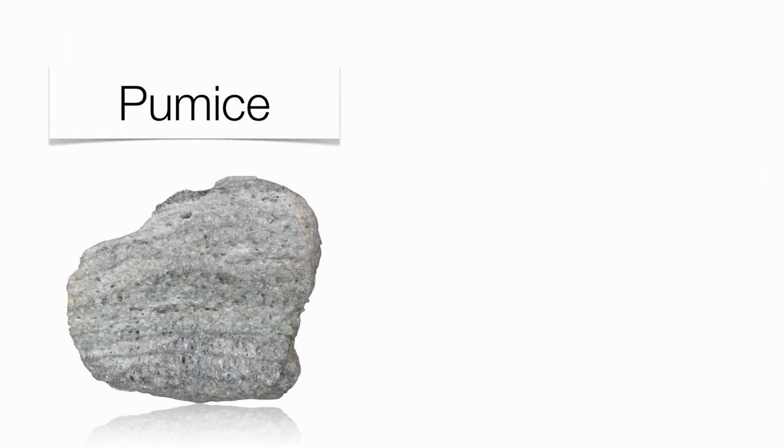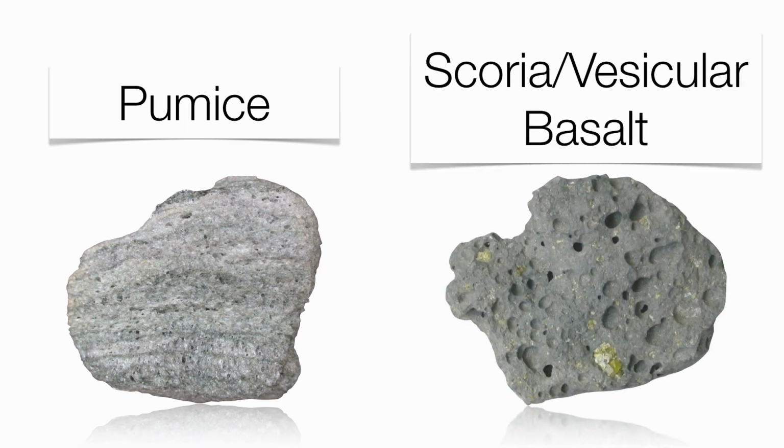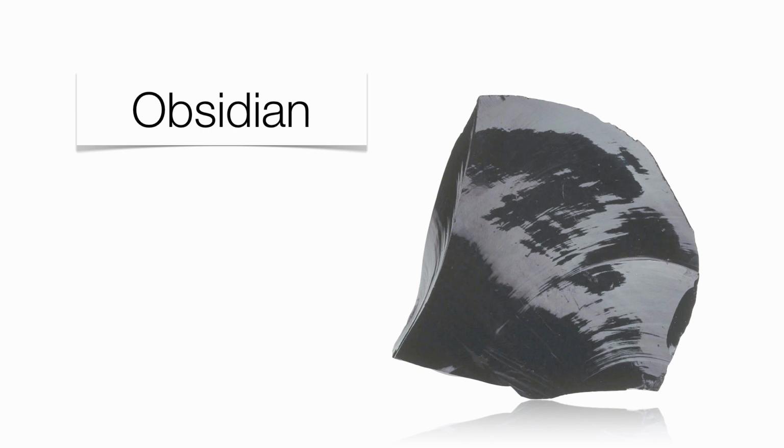From there, we'll move into our vesicular rocks. Pumice is light in color, and it's going to be felsic. Scoria or vesicular basalt is darker in color and a little bit more mafic. We also have a rock called obsidian. Obsidian is actually dark in color to the look, but it's on the felsic side of your reference table.